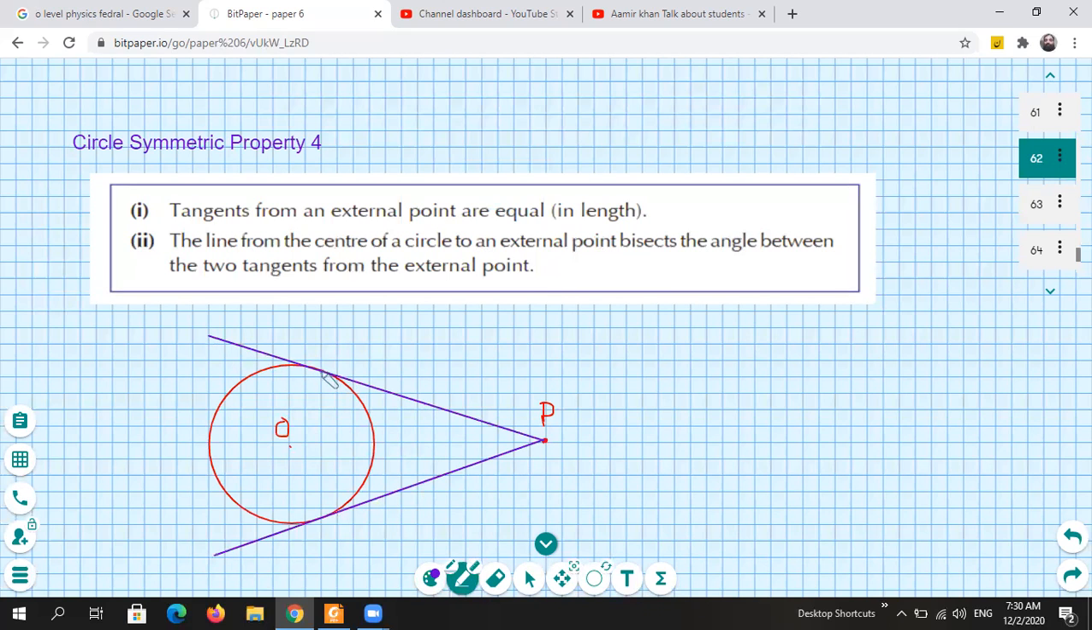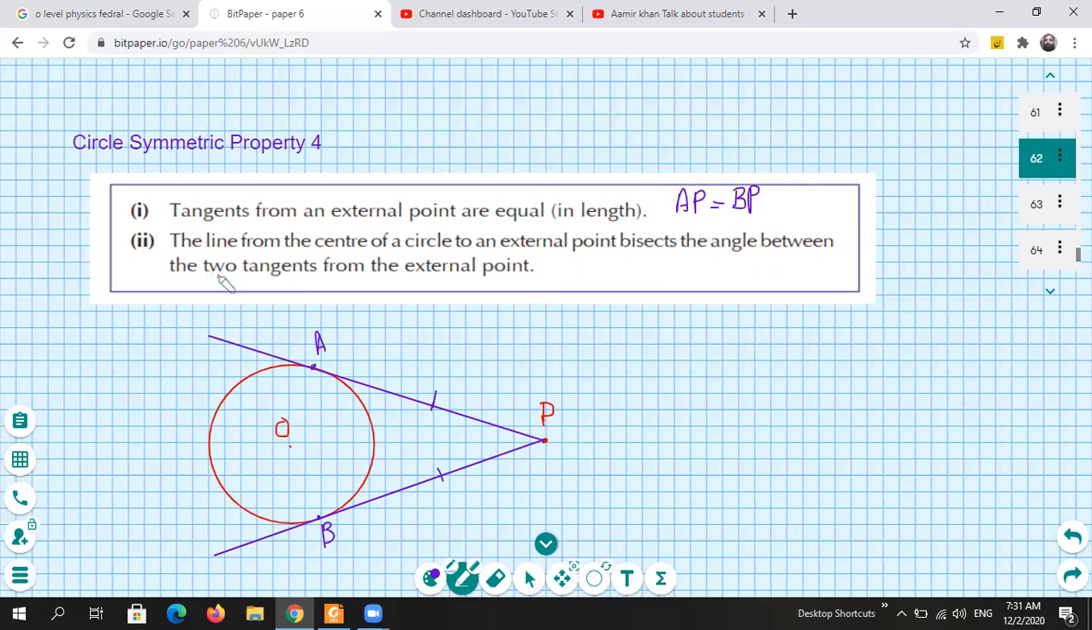Suppose the first tangent intersects the circle at point A, and the second one intersects at point B. So according to the first statement, AP should be equal to BP.